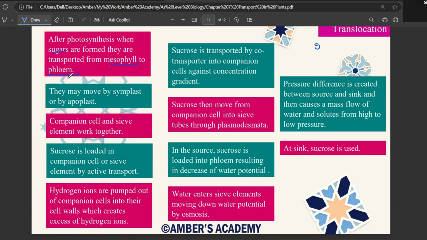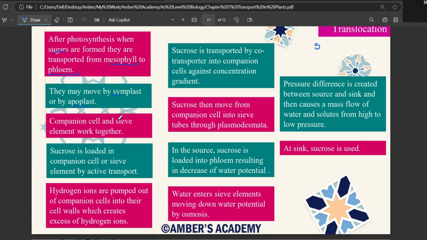We just discussed the structure of phloem. Okay, so this is that structure which is responsible for translocation. Now, then they may move by symplast or apoplast. So it's also a passage that we have mentioned in the previous class as well. The symplast is the mechanism in which the substances move inside the cell through the cytoplasm, while in apoplast the substances move from cell wall to cell wall, right?